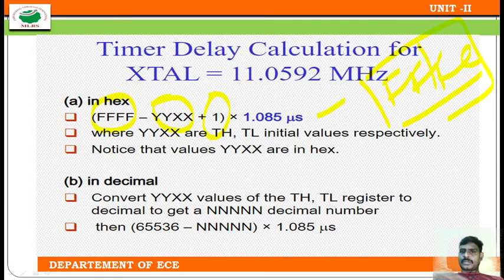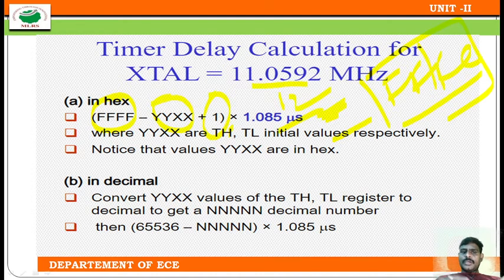and that should be multiplied with your clock cycle. How do we get 1.085 microseconds? Because I am considering the clock frequency as 11.0592 megahertz, divided by 12, which is approximately 1.085 microseconds. Then whatever hexadecimal values you get, those are the initial values to be loaded into the timers.